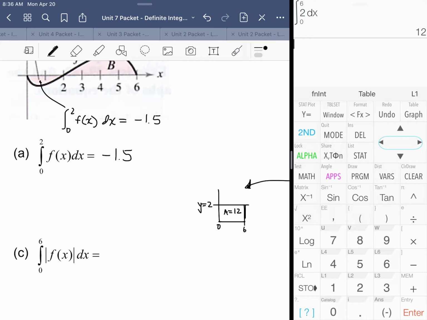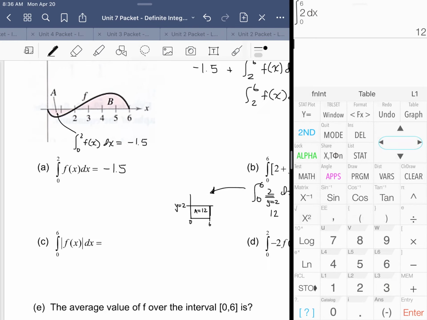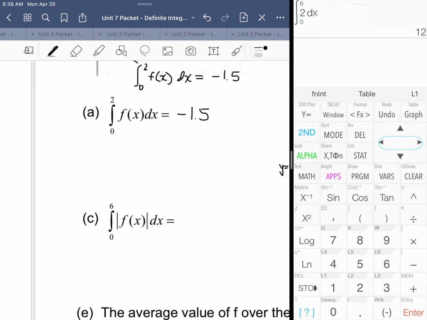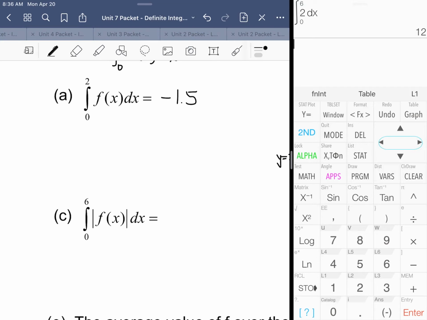Part C, it says the integral on the interval of 0 to 6 of the absolute value of the function. Now, this is a blast from the past. This is something that I like to actually spend a lot of time on in Algebra 2 and Pre-Calc. And by a lot of time, I mean like an entire class period. Now, let that sink in for a second. Think about Algebra 2. How often can you spend an entire class period on a topic? It's very rare.